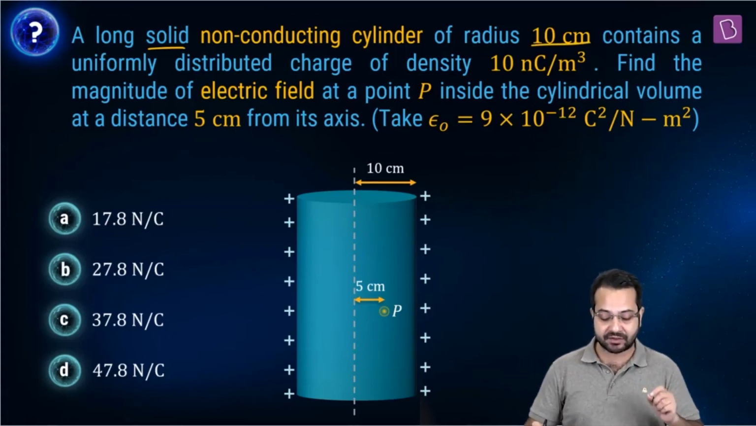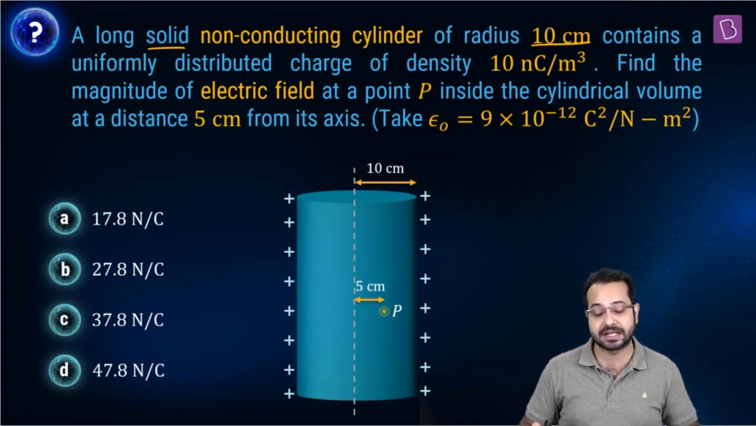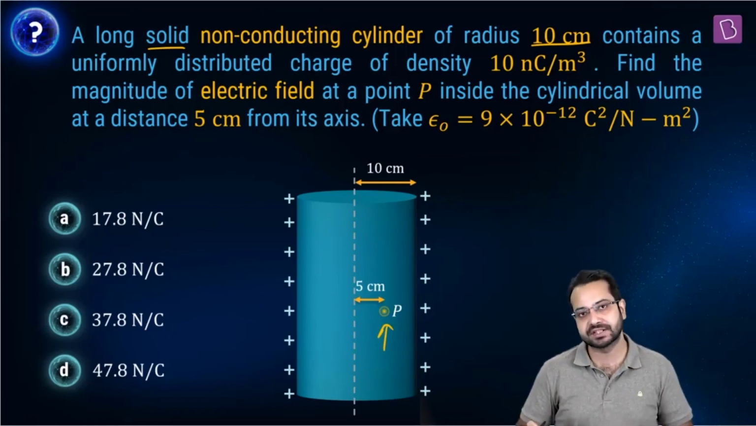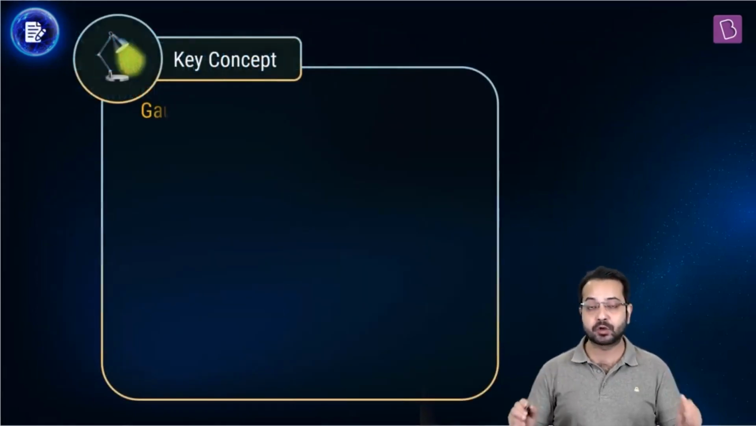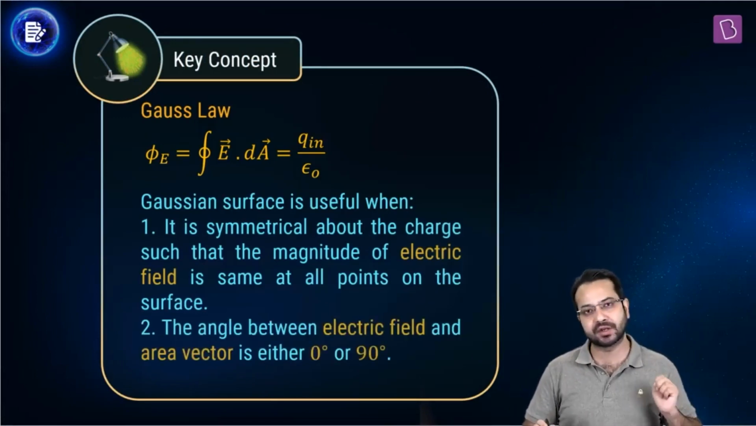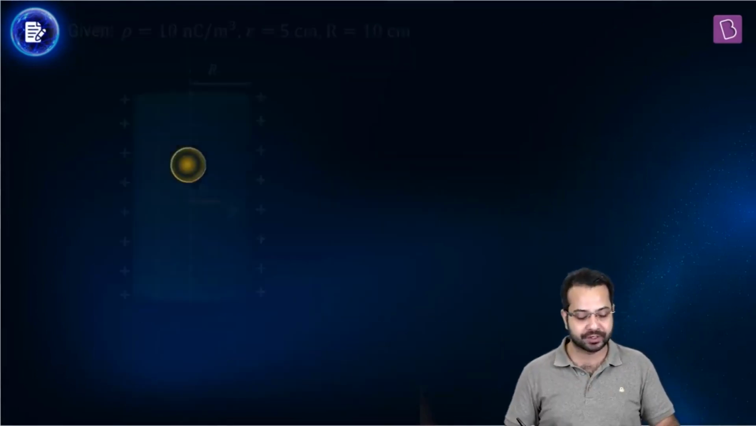Okay, and the radius is 10 cm. We have to find out the electric field at a point which is at a distance 5 cm from the axis. So this point is inside the body of the solid cylinder. Alright, so obviously we're going to use Gauss's law, and to choose the Gaussian surface we have to keep these 2 points in mind. Alright, so let's do it.